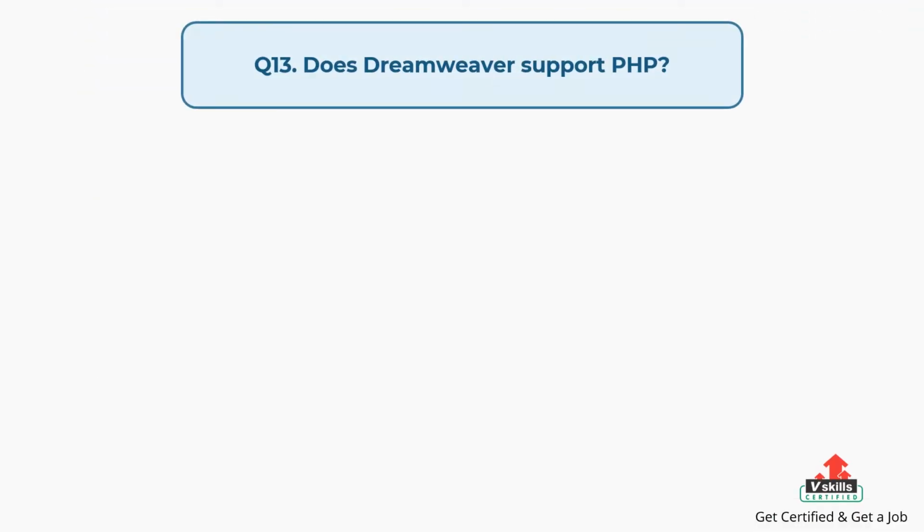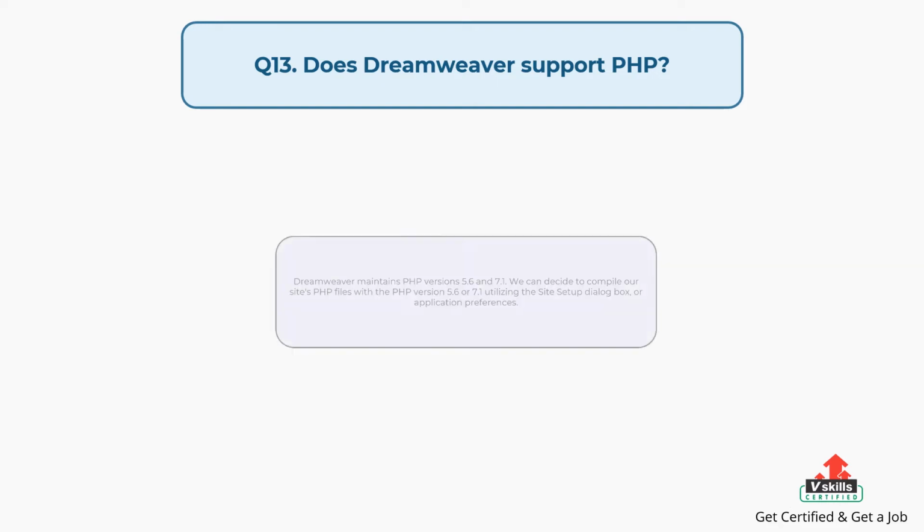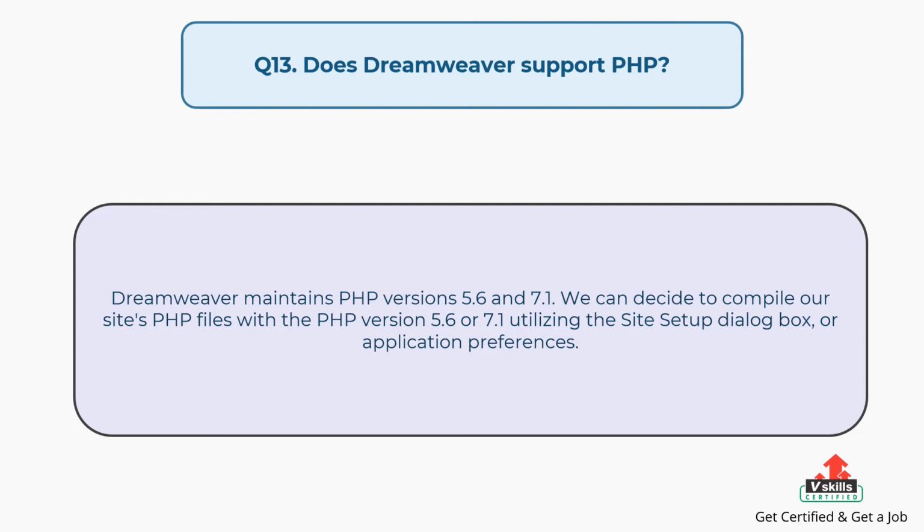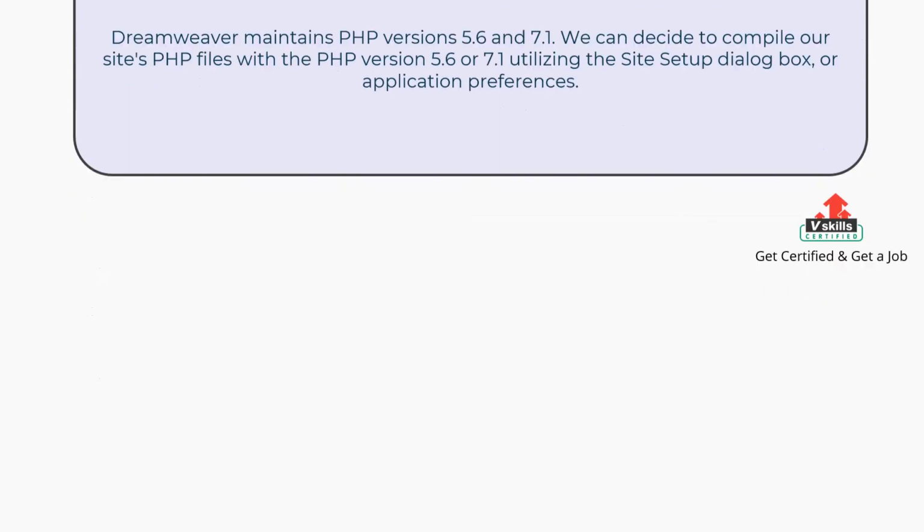Question number 13. Does Dreamweaver support PHP? The answer is Dreamweaver supports PHP versions 5.6 and 7.1. We can decide to compile our site's PHP files with PHP version 5.6 or 7.1 using the Site Setup dialog box, or Application Preferences.